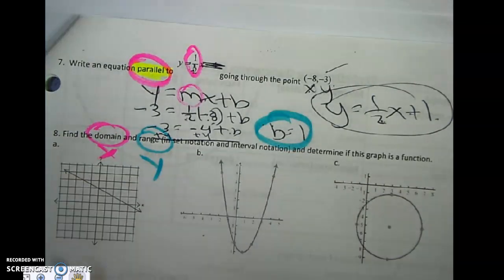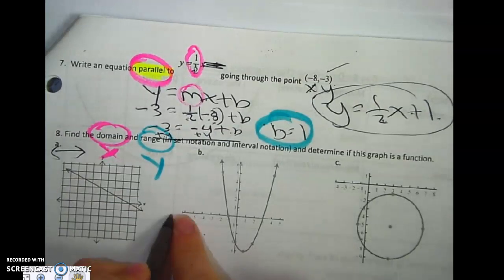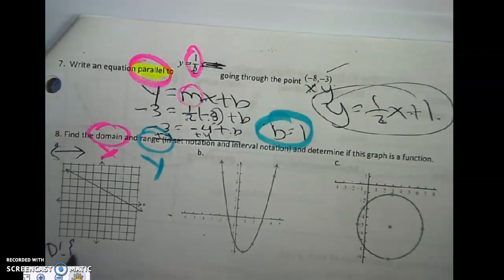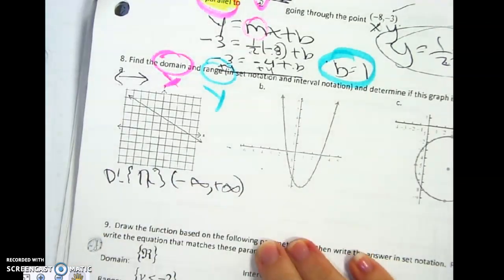Okay, so domain has everything to do with everything that goes right and left. It goes right forever and it goes left forever. So the domain is all real numbers, and in interval notation, that's negative infinity to positive infinity.